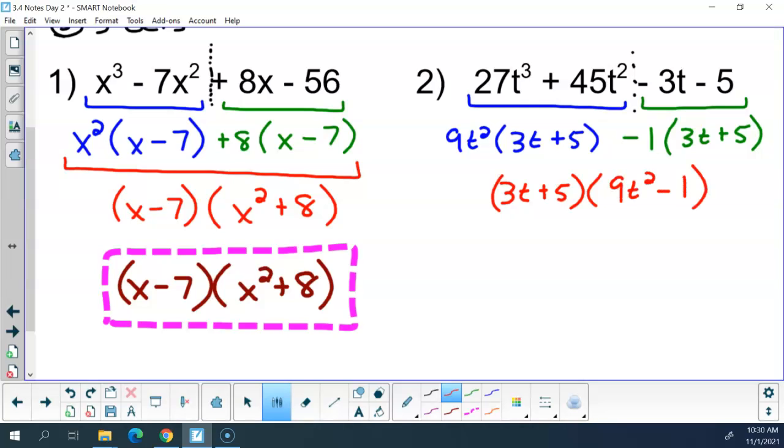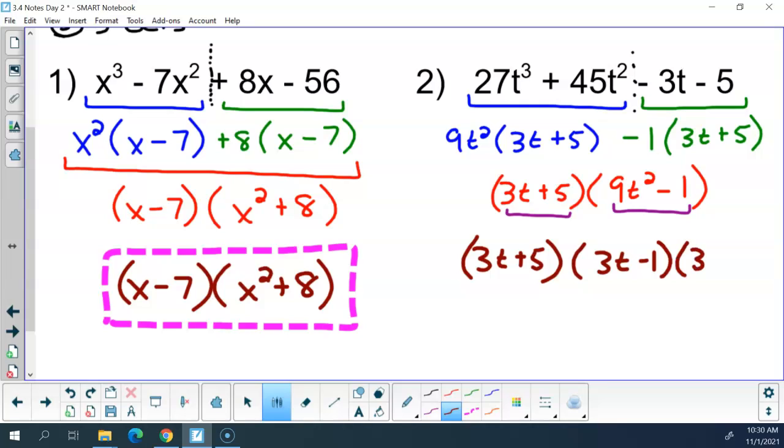Can I go any further? I get lost at this point. Okay, because now we've got to look at these two. Can we factor this? No. Can we factor this? Yes, because it's a perfect square, 3t, and it's a minus sign. So 3t plus 5 can't be factored, so that one's going to stay. This one becomes 3t minus 1, 3t plus 1, opposites.